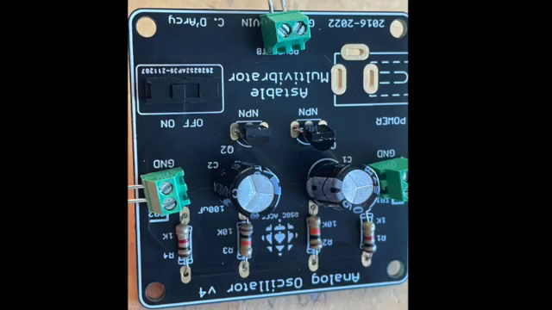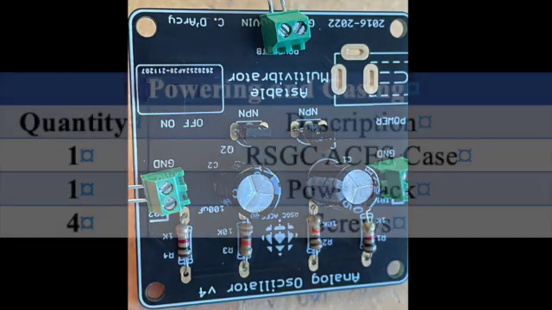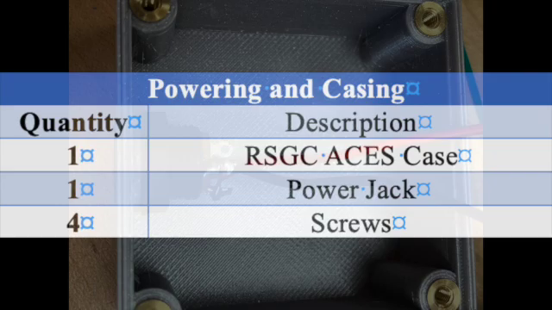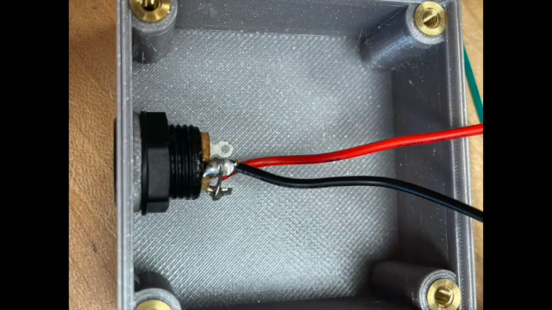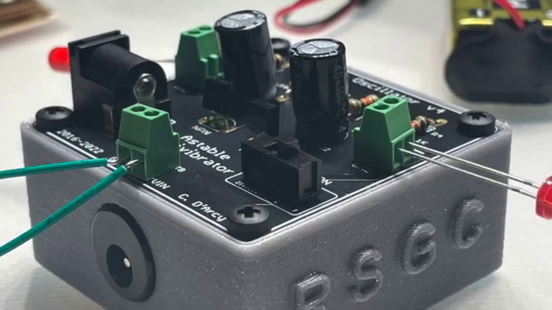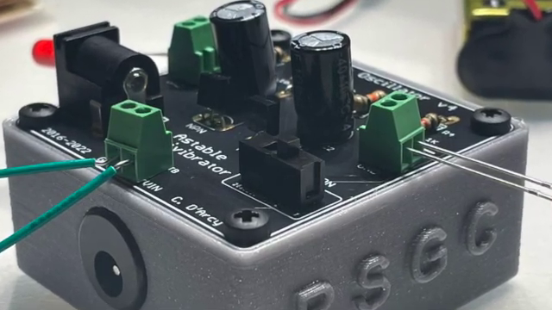Now that you have it soldered, the last step is to put it in a case. The first step is to attach the positive and negative leads of the power jacks together, providing another option for power. Finally, simply place the PCB in the case, and voila, you've got a working analog oscillator.